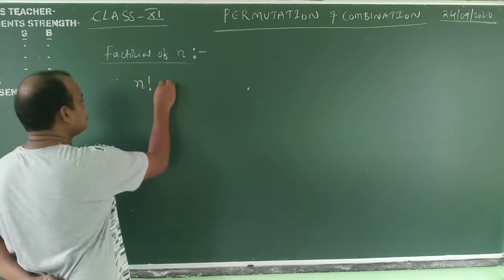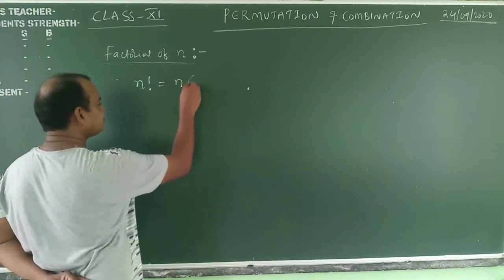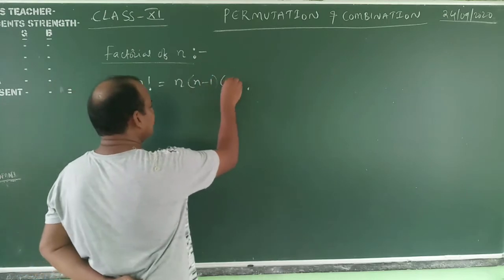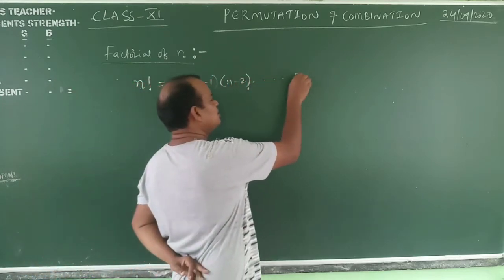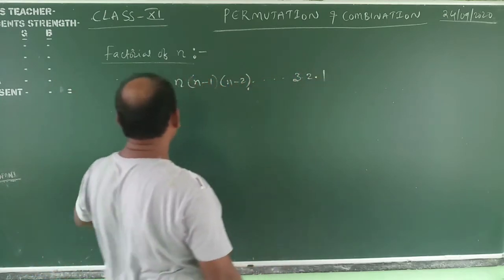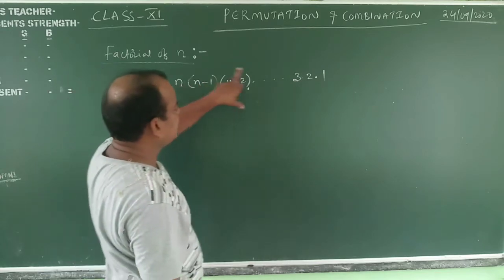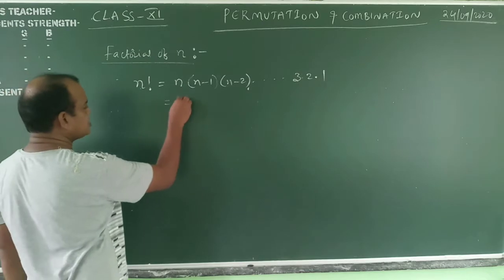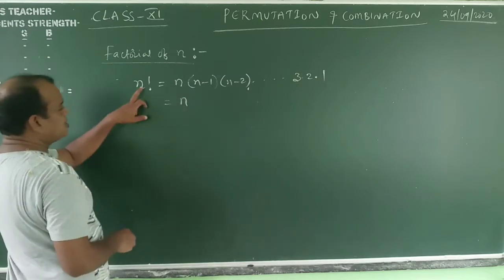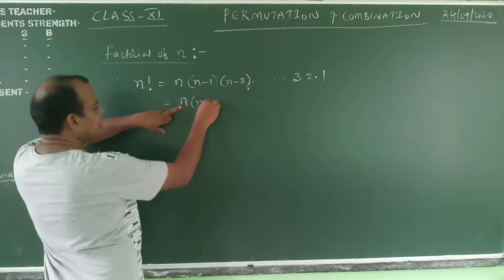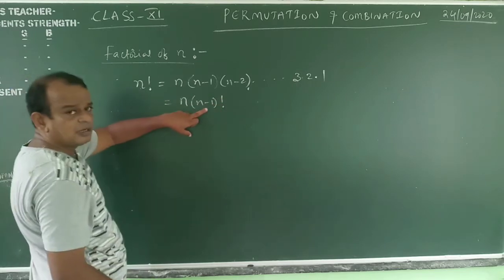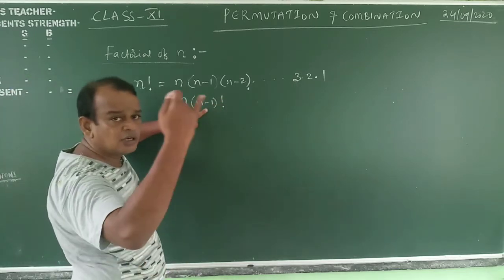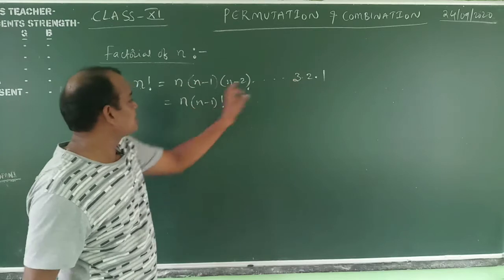N factorial is equal to, starting with n, n minus 1, n minus 2, and so on, down to 3, 2, 1. This can also be written as n into (n minus 1) factorial, no problem. What is the meaning of n minus 1 factorial? It is the product of the numbers from n minus 1 to 1.